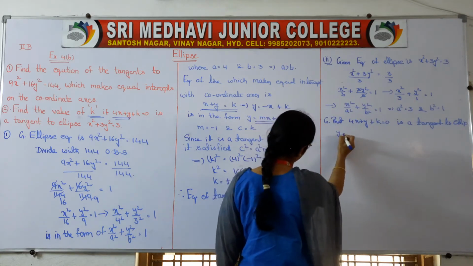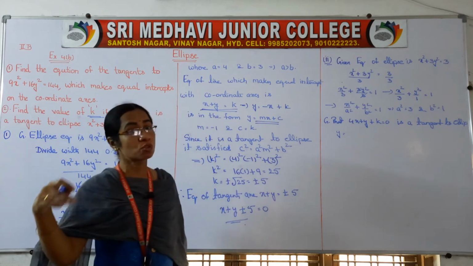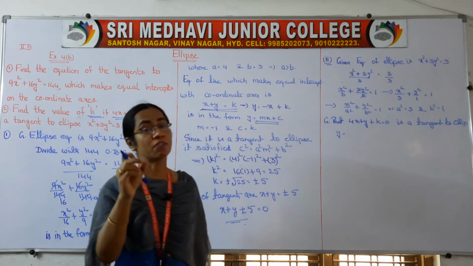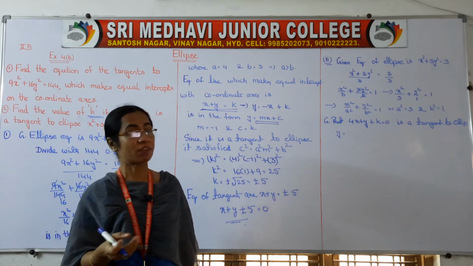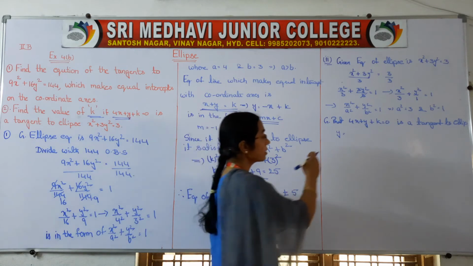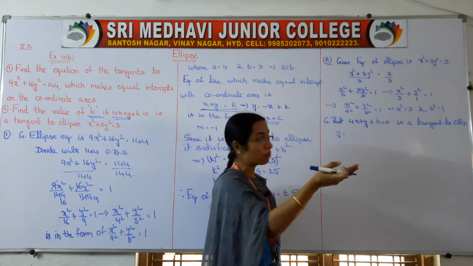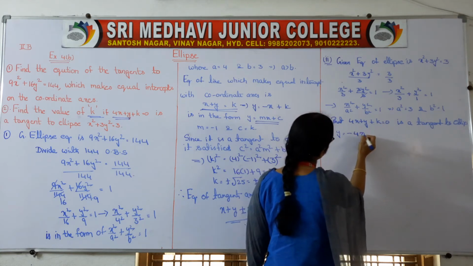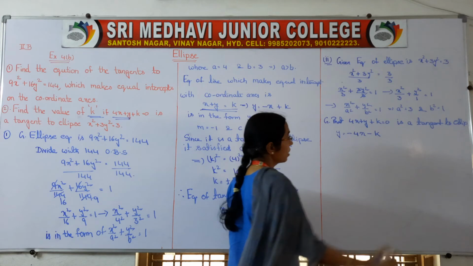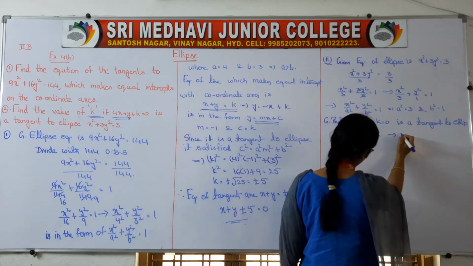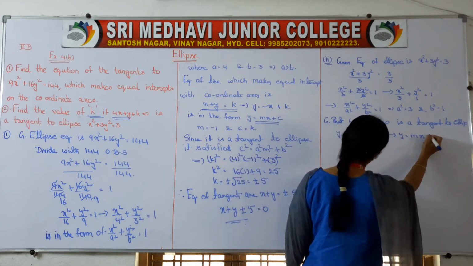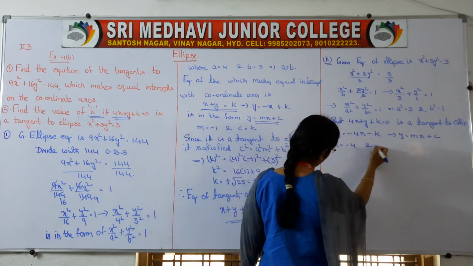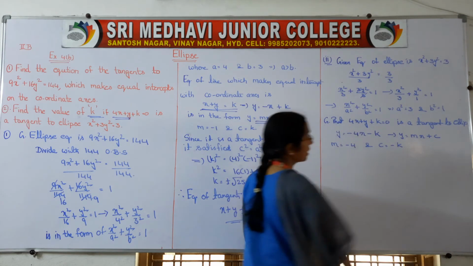Try to write this in y is equal to mx plus c form, so that for the tangent condition we will use our c value and m value. We need those values. That's why try to write this as y is equal to mx plus c form. So send the x term and k term to that side, that is minus 4x minus k. Okay. So it is in the form of y is equal to mx plus c. So m is equal to minus 4 and c is equal to minus k.